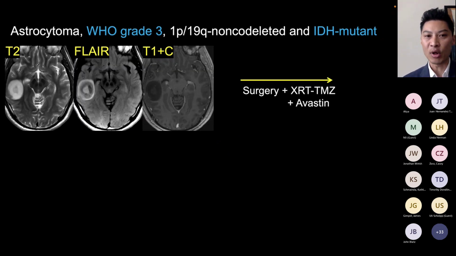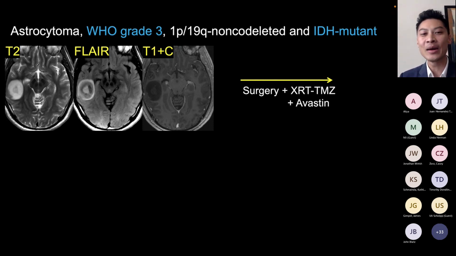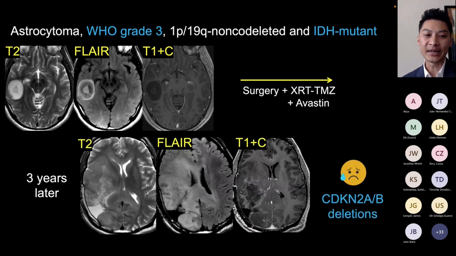This is another example of a grade 3 astrocytoma. If we look at this tumor in the right temporal lobe, it's bright on T2. There's a lot of FLAIR suppression, but centrally it's a little bright, so it's kind of mixed. Is this a T2 flare mismatch sign? Kind of hard to know. Nonetheless, after surgical resection, this proved to be an IDH mutant tumor. The patient went down the standard treatment course and had chemoradiation, and at some point had Avastin. The patient represented 3 years later.